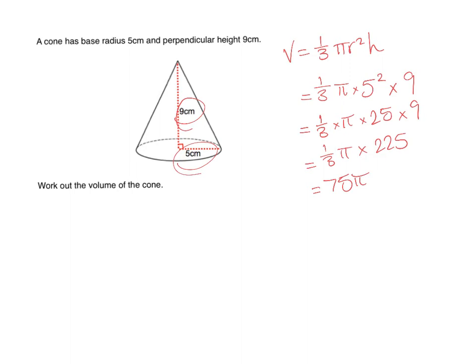If you want the exact value, then you'd leave it as 75 pi. If you want it as a decimal, then you pop it in your calculator, and that's 236 to 3 significant figures, and the units again are centimetres cubed. So again, the formula for the volume of a cone, 1/3 pi r squared h.